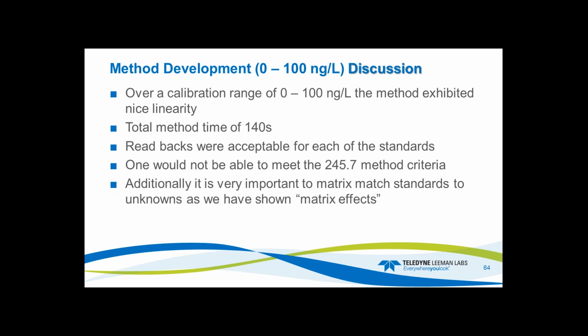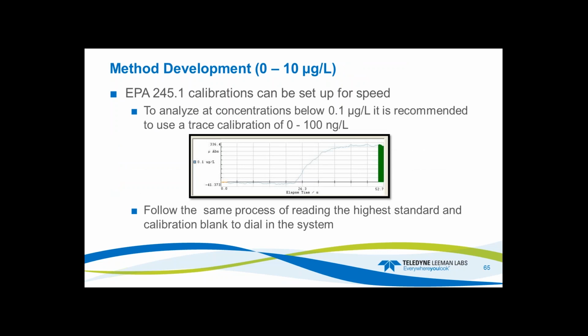And again, it's very important to matrix match those standards with the samples for the method development. EPA 245.1, this is a normal type method, and a lot of laboratories or drinking water, wastewater laboratories would run this method. And typically they would calibrate up to a 10 ppb, microgram per liter. And this method can be set up for speed. But to analyze below 0.1 microgram per liter, I do recommend using a trace method, or maybe that method that's set up for 0 to 1,000 nanograms per liter, or 1 ppb.